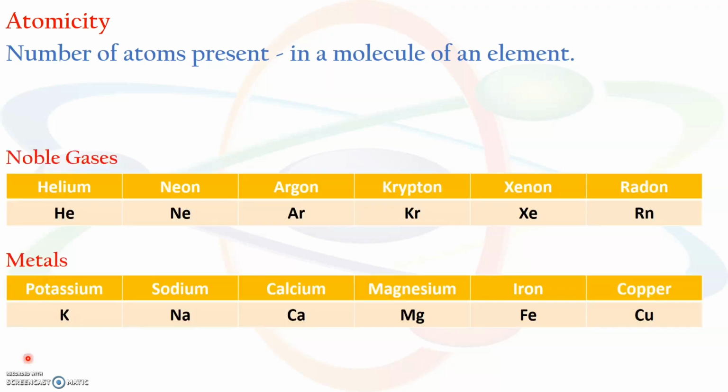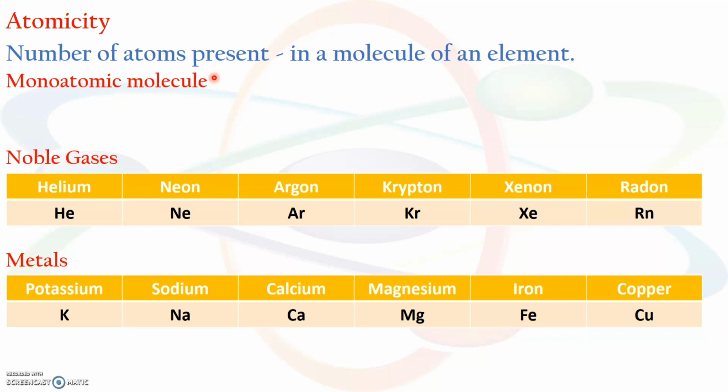Few of the atoms, like how you see here, atoms of noble gases like helium, neon, argon, krypton, xenon and radon, and few other atoms like in the case of metals like potassium, sodium, calcium, magnesium, iron and copper. All these atoms are found to be present as single atoms, and therefore we say that their atomicity is equal to 1, since there is only one atom that is present. So therefore these are called as monoatomic molecules.